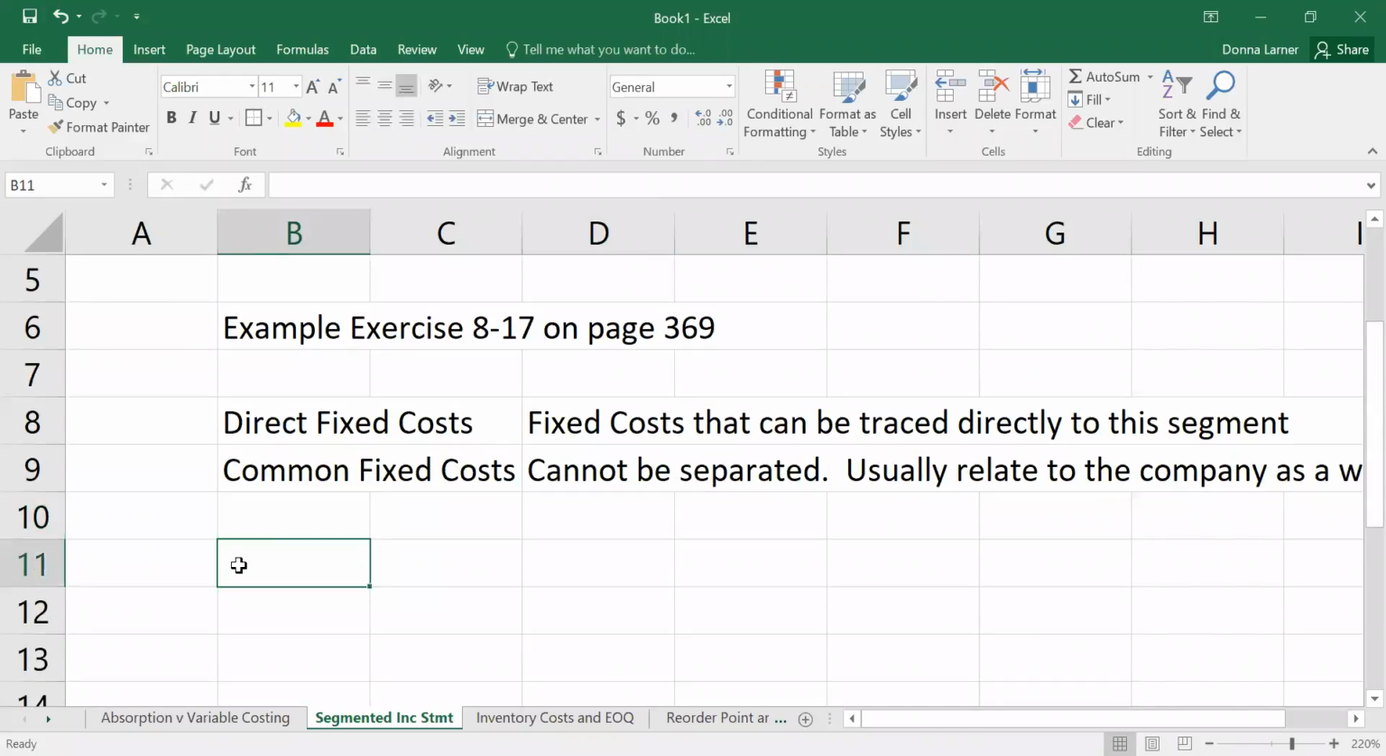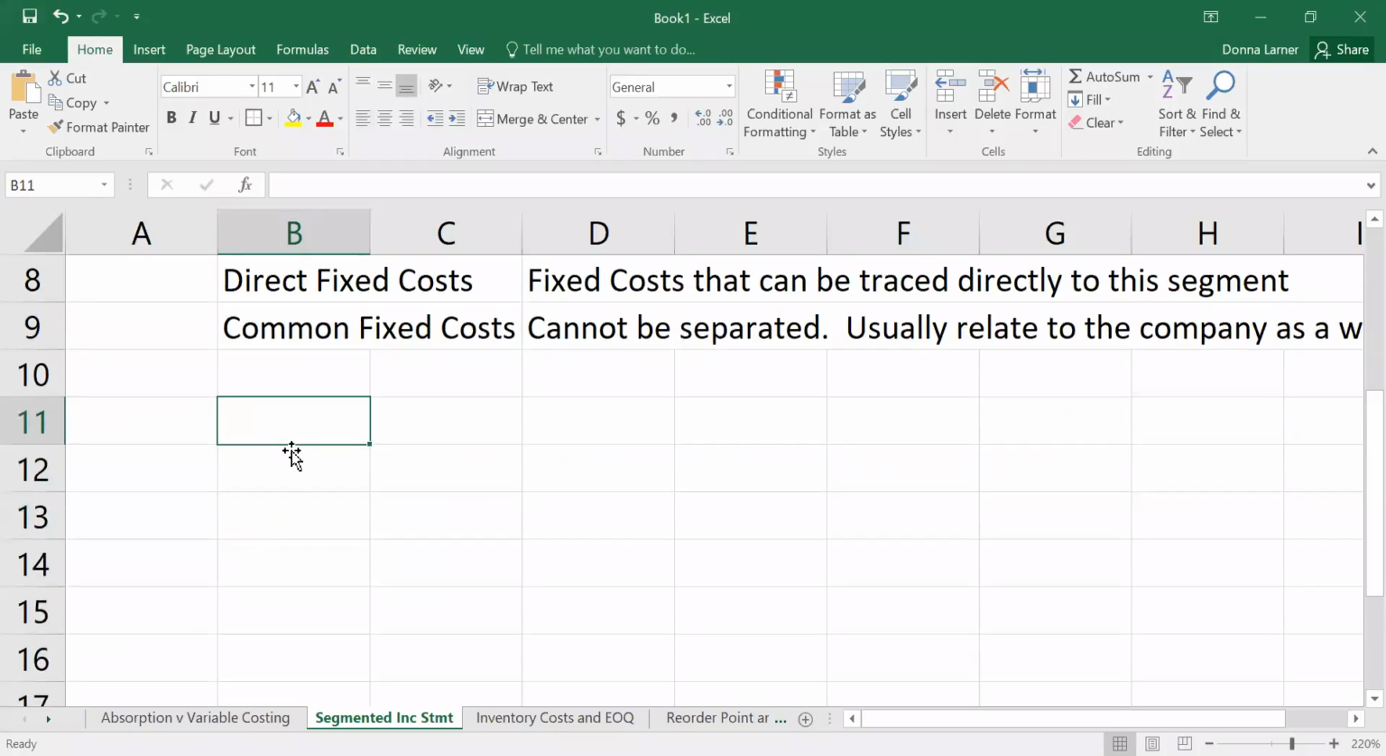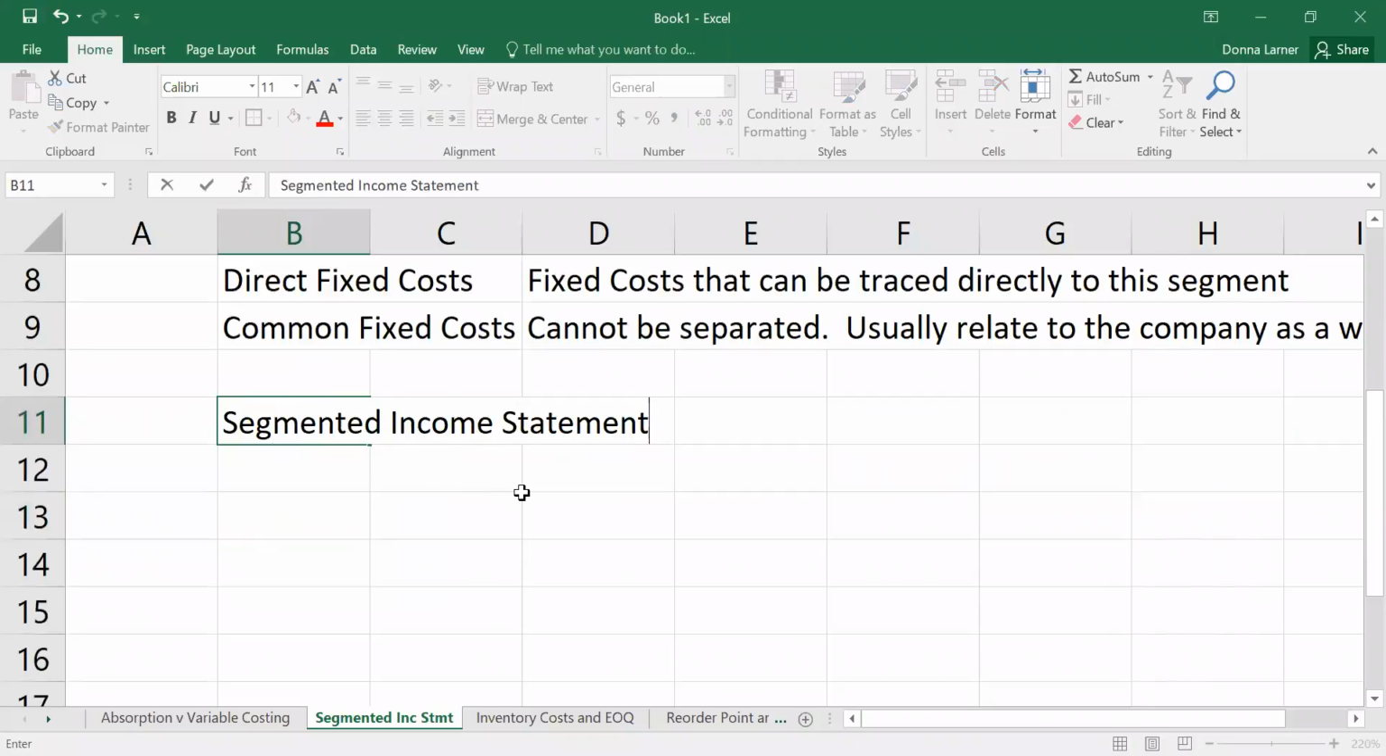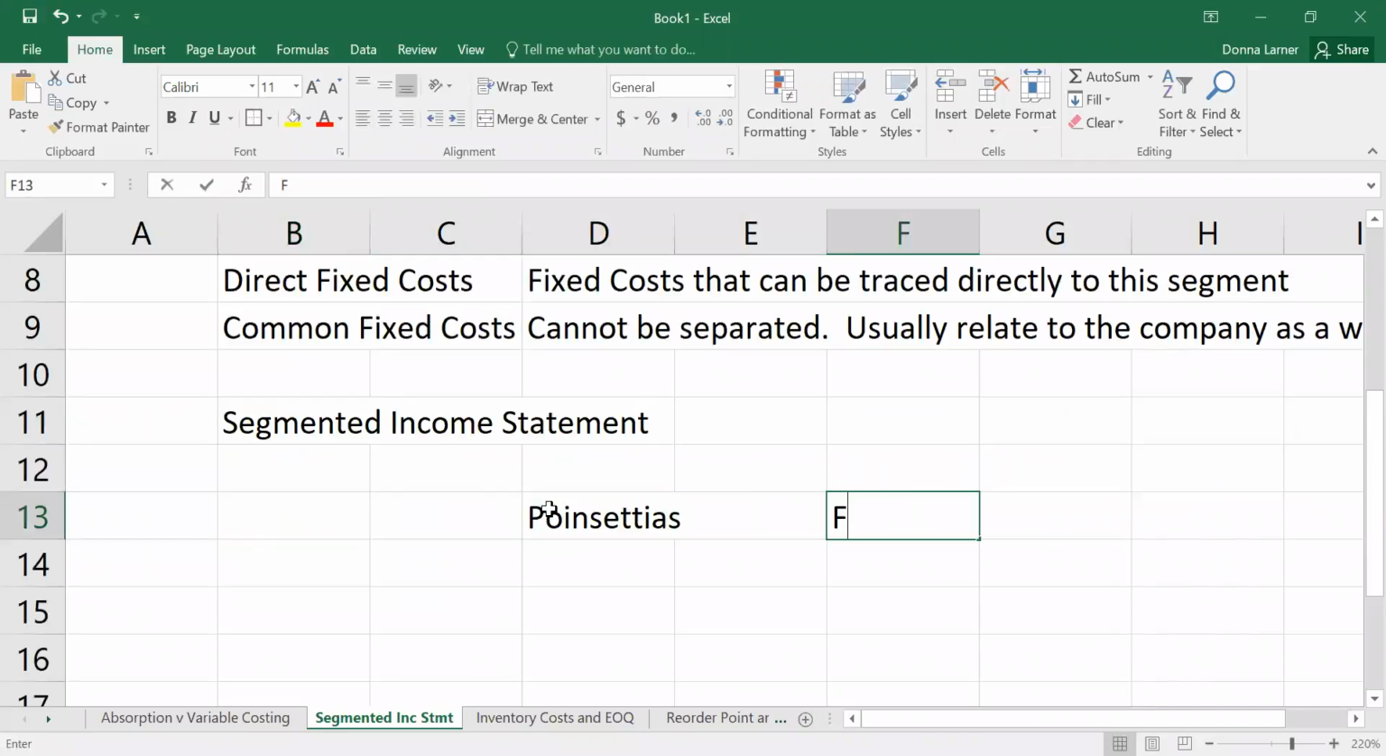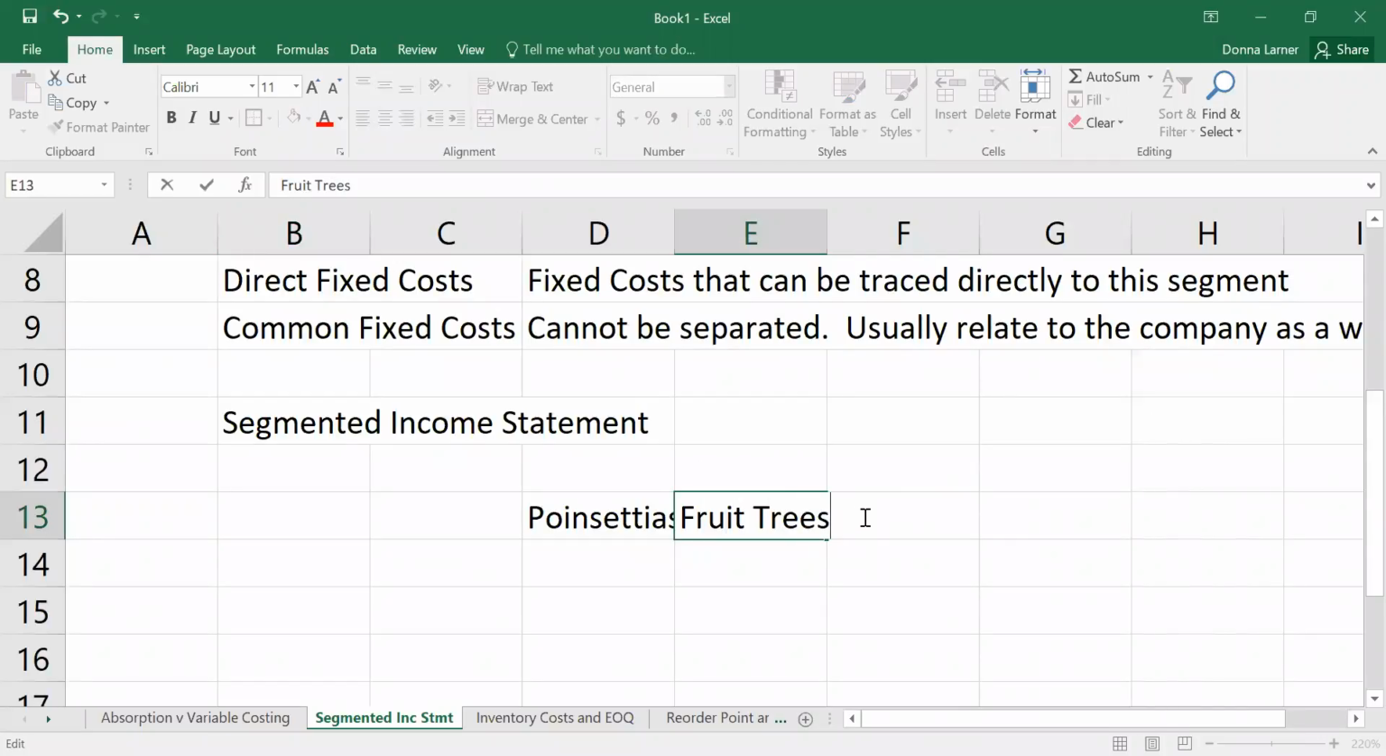So our dilemma in making an income statement is that we can't just make one big column. Well, we could make one big column and say this is the income statement, but it doesn't tell the reader anything. So when we make the segmented income statement, we're going to make a column for, spell this word, poinsettias, and one for fruit trees. And then we'll have a total.